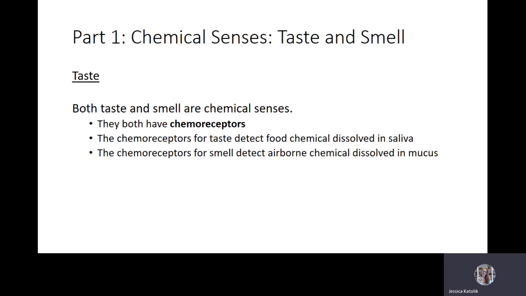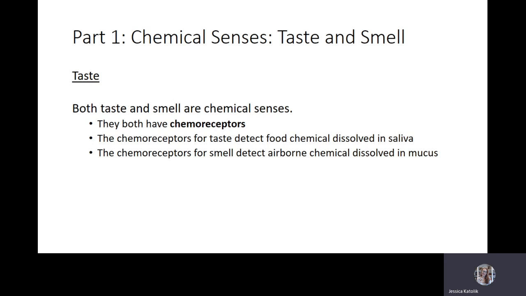So before we get into taste specifically, I do want to talk about how both taste and smell are chemical senses. These senses actually rely on chemoreceptors, so chemical receptors, that will bind to either food or odor chemicals that are within our environment. So for taste, food chemicals are dissolved in our saliva, and those food chemicals are called tastants. These tastants will bind to chemoreceptors located on our tongue and other regions of our mouth. That binding will stimulate the taste receptor, and that taste receptor will activate a sensory neuron as a response.